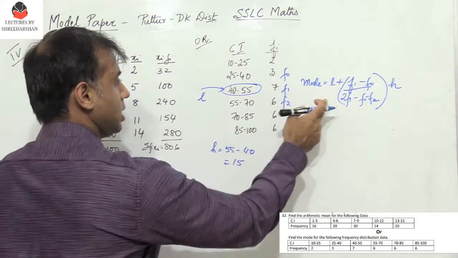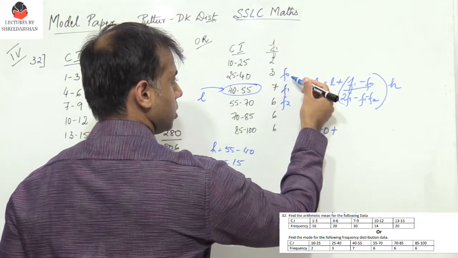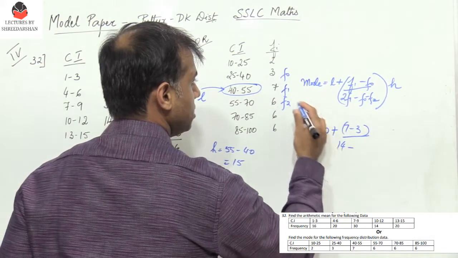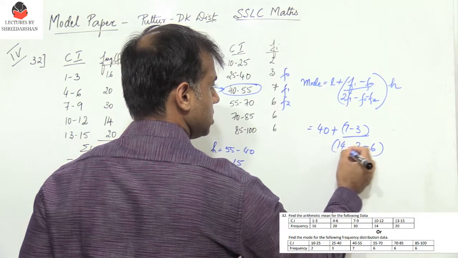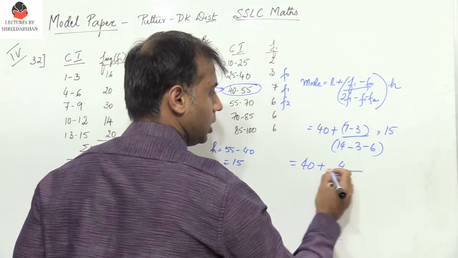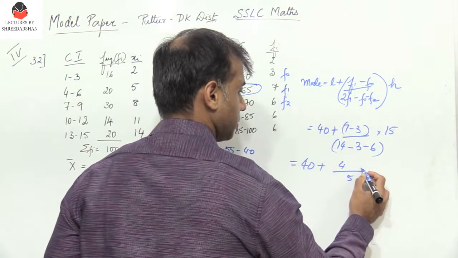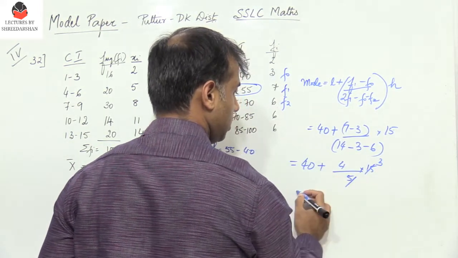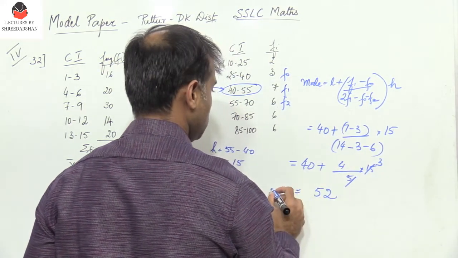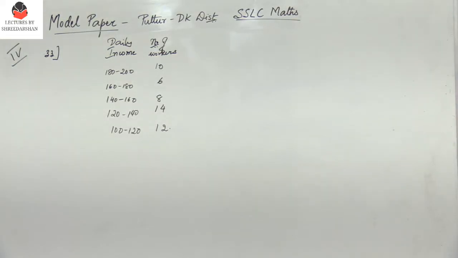So substituting the values, L is the lower limit of the modal class, which is 40, plus F1 minus F0, 7 minus 3, divided by 2F1, which is 14, minus F0 is 3, minus F2 is 6 into 15. So I get the value as 40 plus 4 divided by 14 minus 9. So I get 5 into 15. So you have 3. So this is 40 plus 12. I get 52. So the mode value is 52. So the income of the workers has been given.